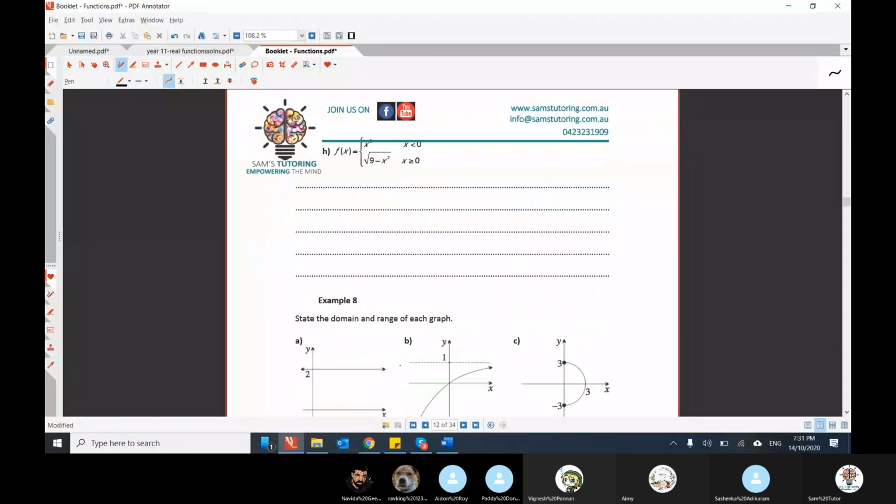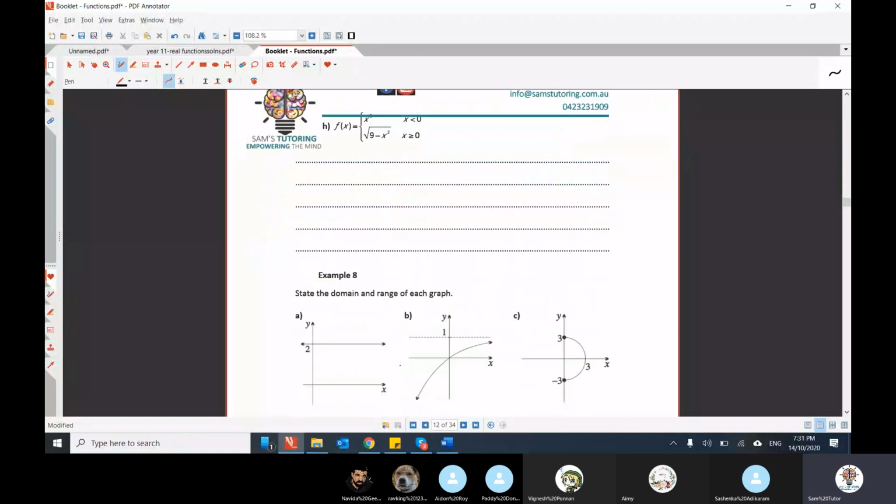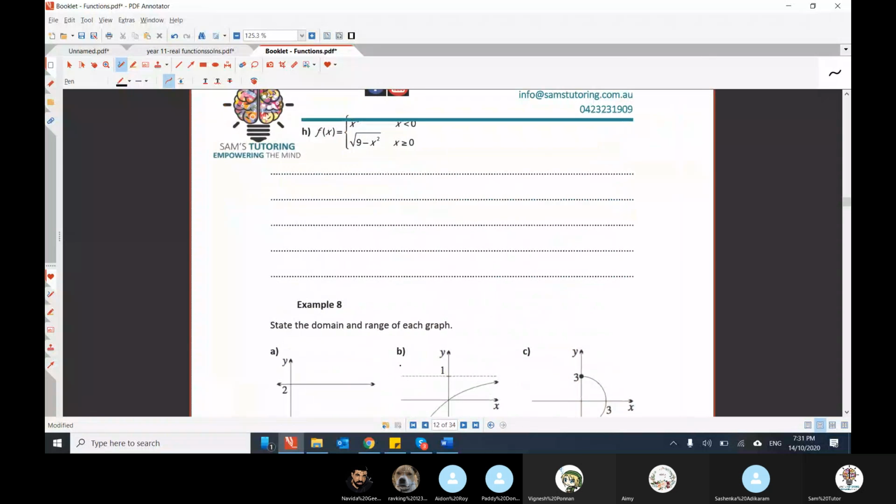Last one. Algebraically. Maybe we'll make it into a squared. F of x is a parabola when x is less than 0. F of x is this when x is greater than or equal to 0. Domain, range.